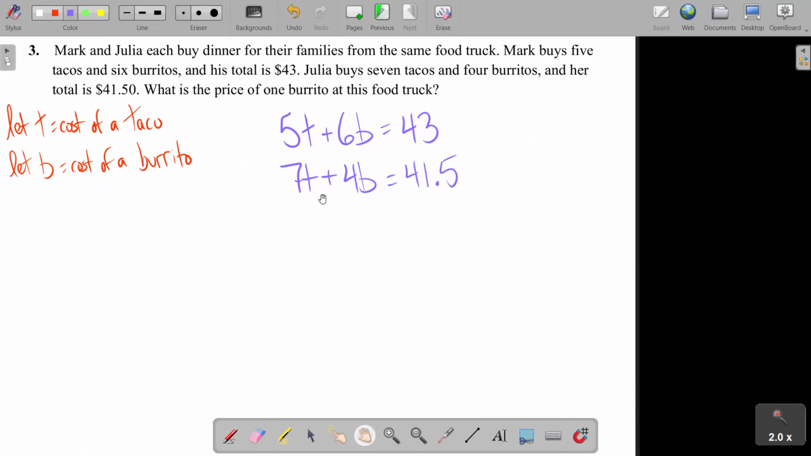Everyone's answering for you, Aubrey. You got a lot of helpers here today. We're going to turn the B's both into 12s. However, we want to be very aware that one of them has to become a negative 12. So, what do you want to multiply the top equation by?